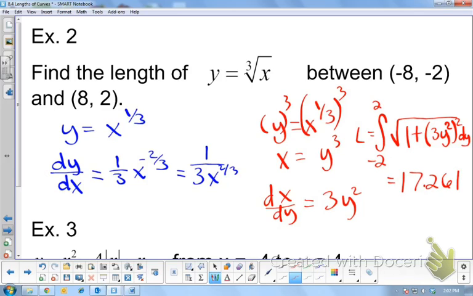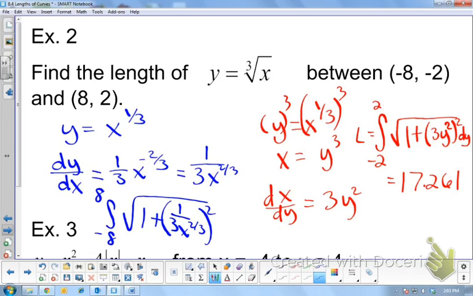17.261. Now I did experiment on the Inspire. I was like, well, can the Inspire still do it even though this has a discontinuity here, has the vertical asymptote there? When I plugged in using the x values from -8 to 8, it gave me something I had never seen before.